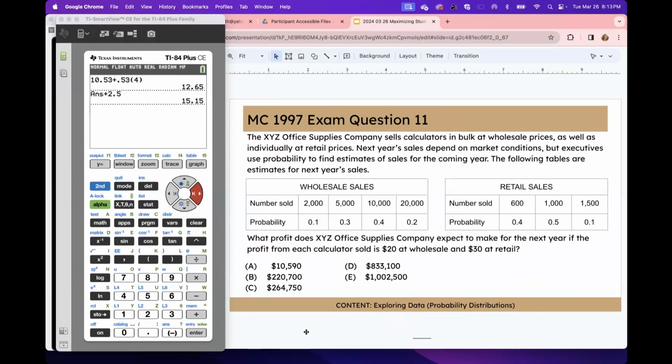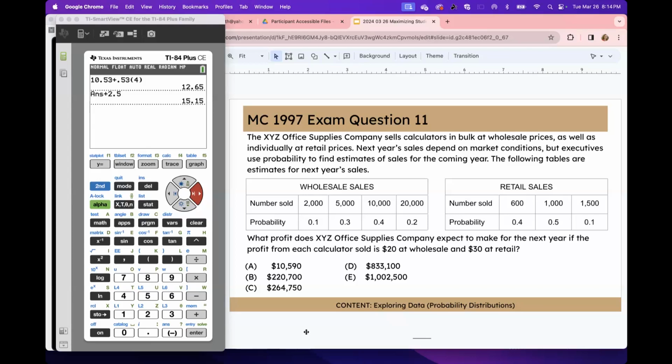Now, when I first looked at this question, and like Darren said, usually they're not plugging a bunch of data into the calculator, but I'm seeing data. Even though these two tables are not individual data values listed out, we have a probability distribution for wholesale sales and for retail sales. So whenever I have data and I want to talk about what I expect to have happen, I'm going to let my calculator do calculations for me because I can give my calculator this data and get it to do some calculations for me.